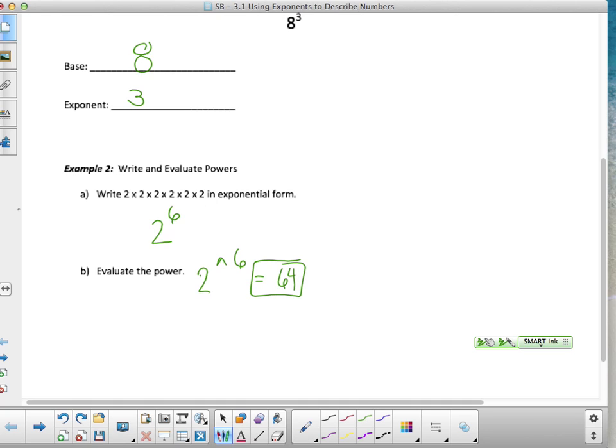If I were to go back up here to 8 to the 3rd power, I would have 8 times 8 times 8. 8 times 8 here is going to give me 64. 64 times another 8 is going to give me 512. All right, let's go on to the next sheet.